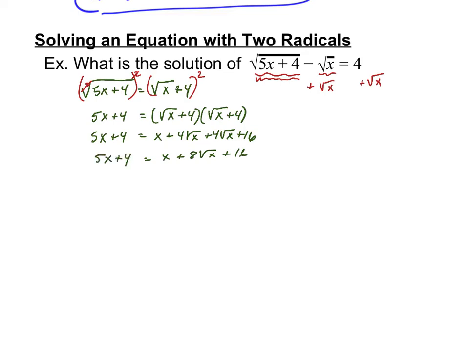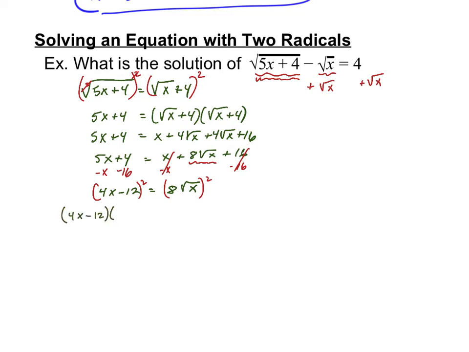So now that we have just one radical left, I want to work to isolate that radical. And in doing so, I'm going to subtract x from both sides, and I'm also going to subtract 16 from both sides. And that is going to allow me to isolate my radical. And I'm going to end up with 4x minus 12 is equal to 8 square root of x. In order to get rid of this radical, I need to square. And if I square it, I need to square both sides.